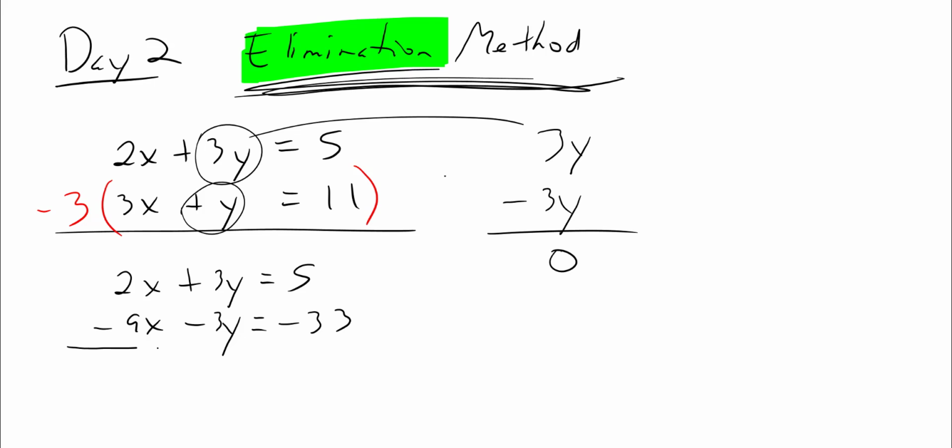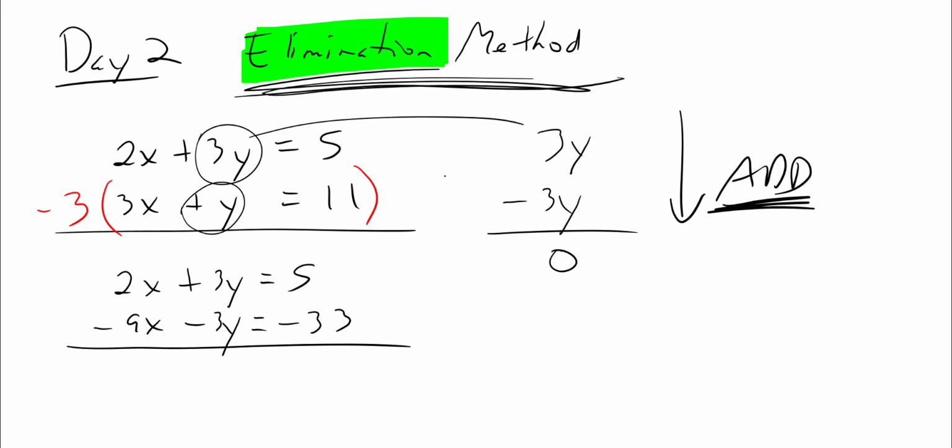Now I'm going to draw that line again. And now when I add going down, I get 2x minus 9x is negative 7x. The y is gone because 3y minus 3y is 0, and that equals negative 28. I just have to solve for x now. So I'm going to divide by negative 7, and x is equal to 4.